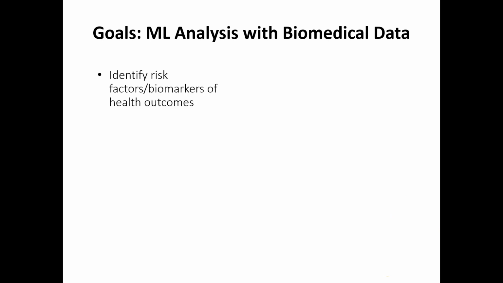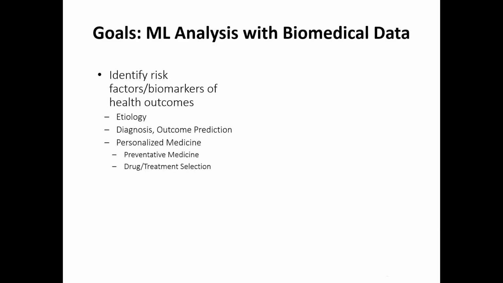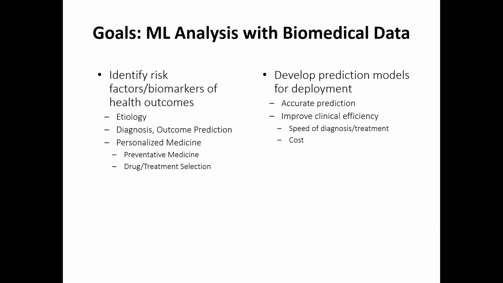Let's talk a little about the goals that we're typically going after when employing machine learning on biomedical data. First off, we're interested in identifying risk factors or biomarkers of health outcomes. This can be to understand the cause of disease, to make diagnoses or predict outcomes, or to better target personalized medicine. We might also want to develop a prediction model that we can deploy in a clinic, and we might do this with the goal of making more accurate predictions, or to improve general clinical efficiency.